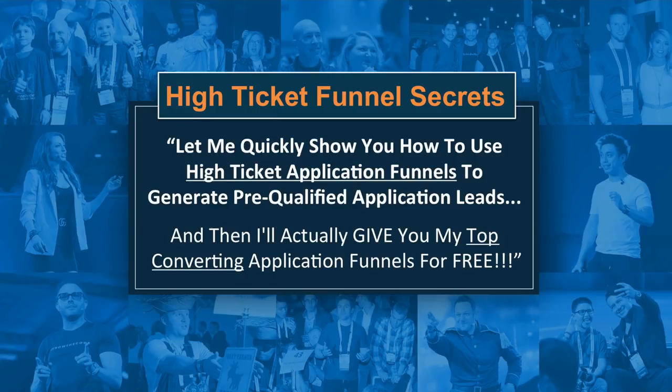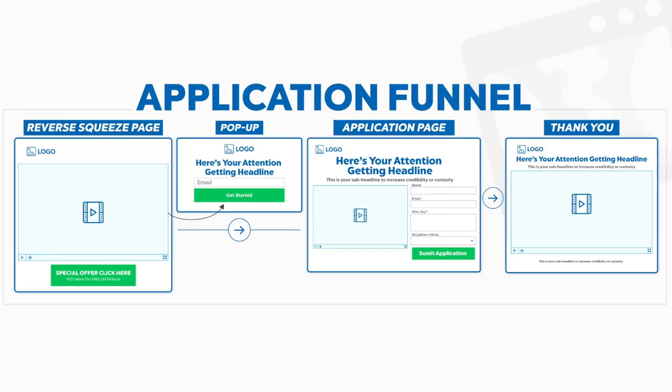So first thing I want to show you is the diagram of what a high ticket funnel looks like. It looks like this. It's very simple. It's just 3 core pages plus a pop-up. So page number 1 is what we call a reverse squeeze page. This is where you give them some kind of case study or some kind of information about what it's like to actually work with you.